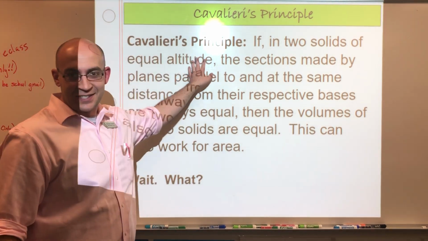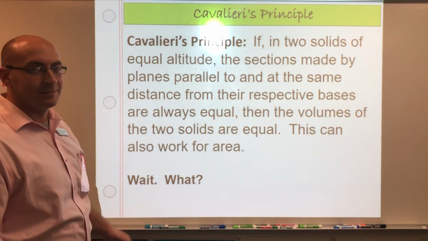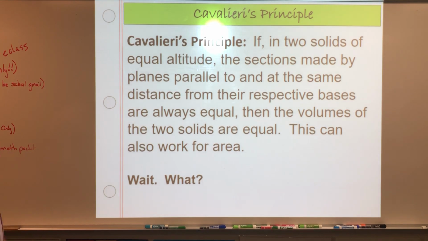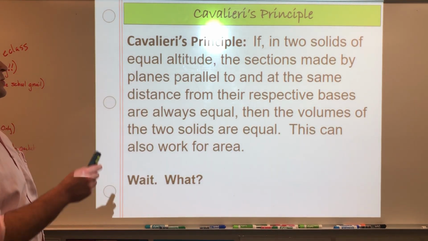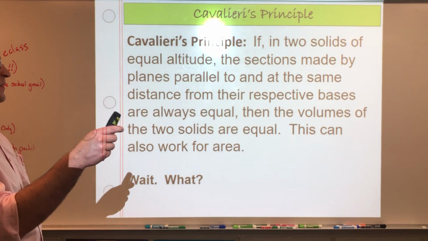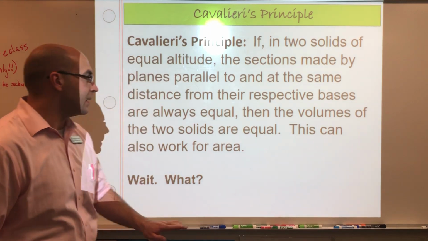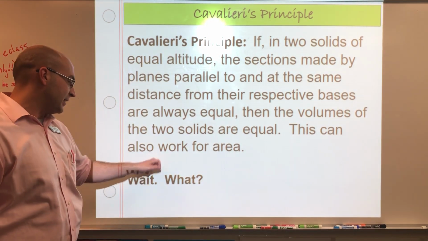So Cavalieri, you can say it that way because that's easy, but it's actually Cavalieri. He has a principle, my guy. He's just cool, okay? If in two solids of equal altitude, so equal height, the sections made by planes parallel to and at the same distance from their respective bases are always equal, I'll get into it in a second, don't worry, then the volumes of the two solids are equal. This also can work for area.